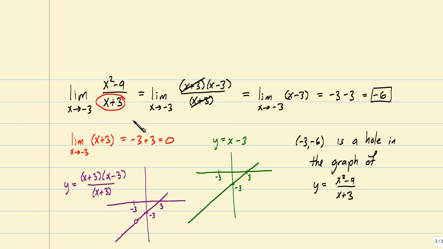Specifically, with regard to this limit, we can deduce that the point negative 3, negative 6, notice the negative 6 is the height here. If we were to mark it on our graph, there it would be. Negative 3 is the x value we're approaching. Negative 3, negative 6 is a hole in the graph of that expression right there. So that's the value of the limit, and that is the graphical interpretation of what's going on in this function.